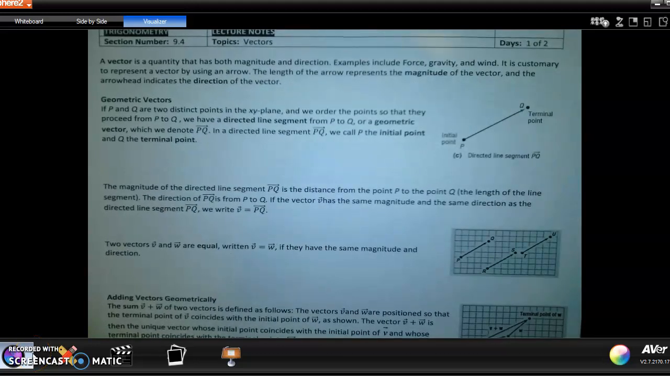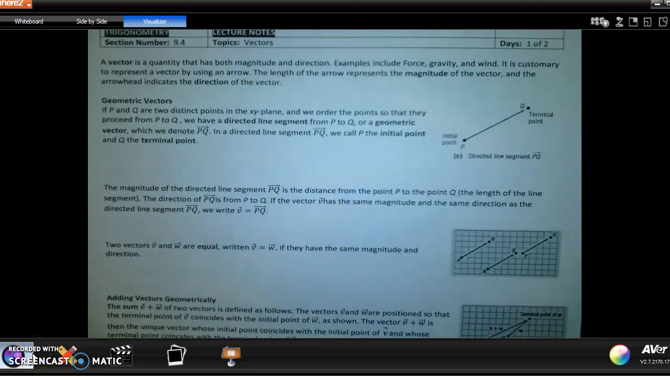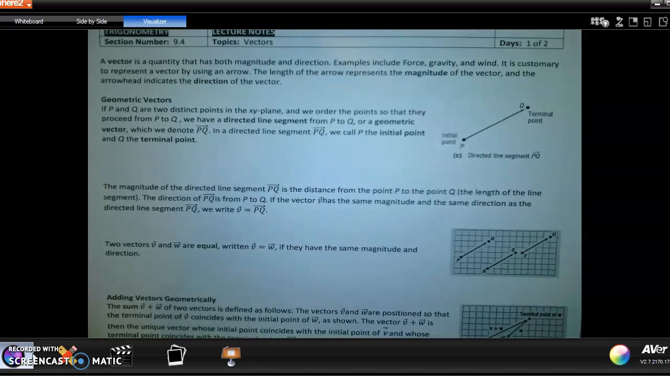Hey guys, today we are going to start our last unit, and today we're going to talk about vectors. Those of you who have had physics are probably going to have a little bit easier time. You've probably heard of vectors and seen vectors. A vector is a quantity that has both magnitude and direction.